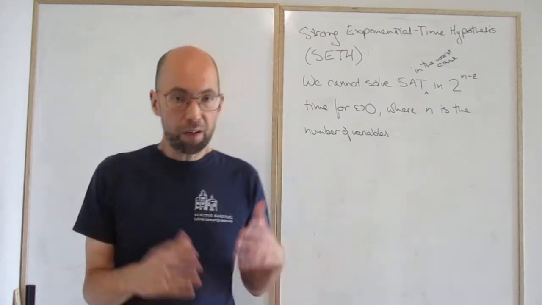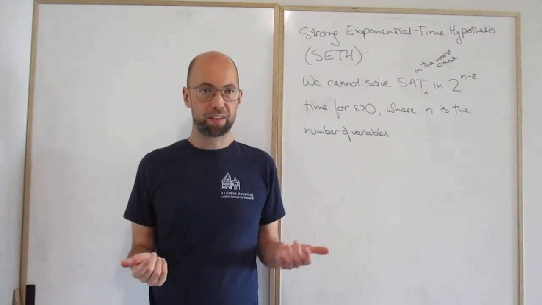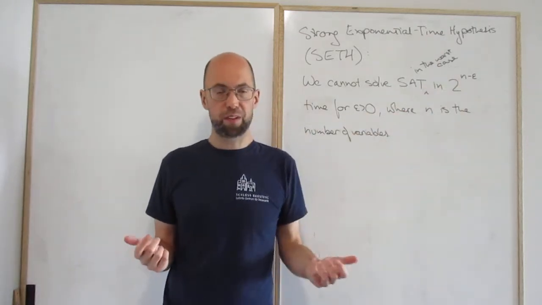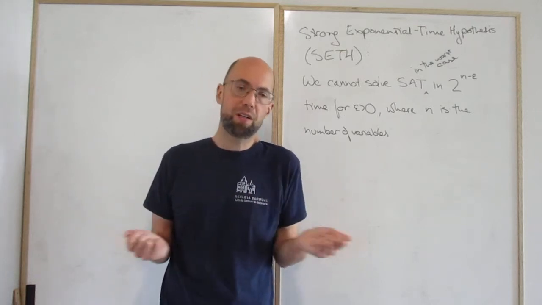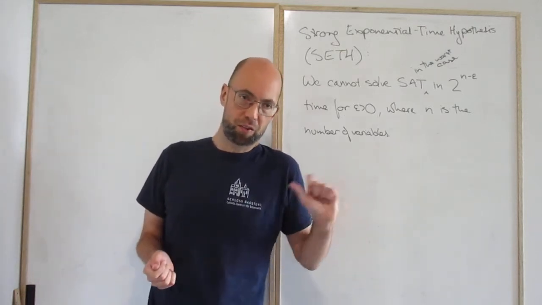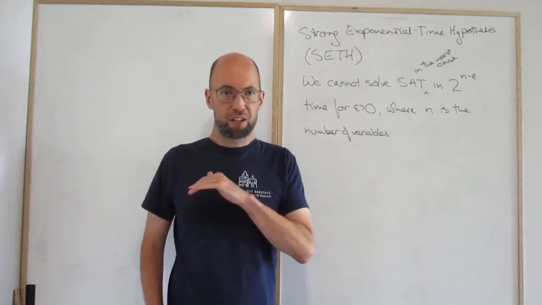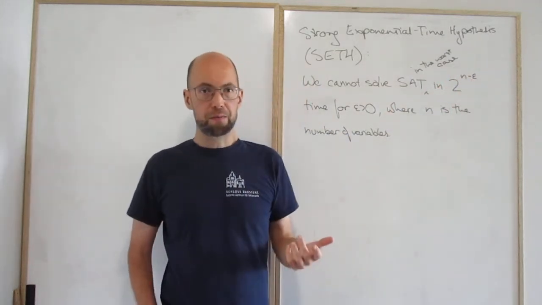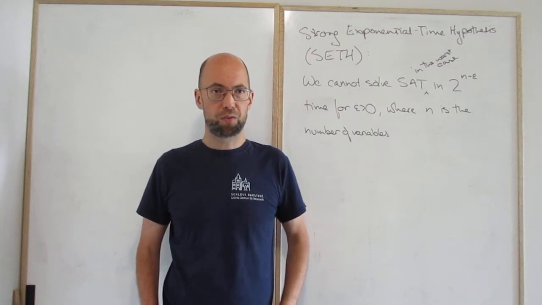So obviously you can solve SAT in something like 2 to the n time, where n is the number of variables, because you just check every possible truth assignment. How many of them are there? There are 2 to the n. Each variable is either true or false. Okay, but Seth says you can't do this in 2 to the n minus epsilon. Okay? So, is that clear?